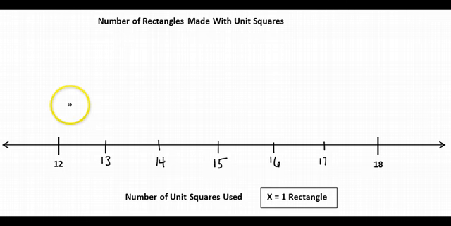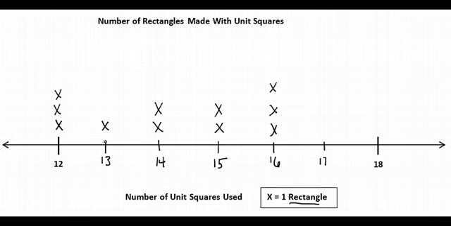When I looked for rectangles that were made of 12 square units, I found 3 of them. So I'm going to put an X for each rectangle, just like my key shows down here. For a rectangle using 13 square units, there was only one rectangle. I made 2 rectangles with an area of 14 square units, 2 rectangles that had an area of 15, 3 rectangles that had an area of 16 square units, 1 rectangle for 17 square units, and 3 rectangles for 18 square units.